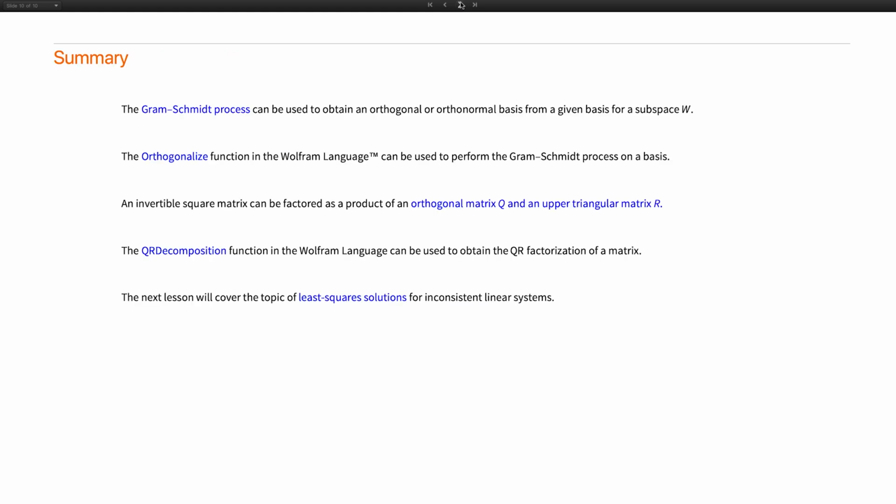So that's the end of this lesson. The main point is that the Gram-Schmidt process can be used to construct an orthogonal or an orthonormal basis from a given basis for a subspace W. And luckily, we have a very nice function called Orthogonalize in the Wolfram language, which can do that for you automatically. Once you have that understood, then one can talk about the QR decomposition. Basically, you have an invertible square matrix to start with, and you can factor it into an orthogonal matrix Q and an upper triangular matrix R. The built-in function QRDecomposition can be used to do that automatically for you.